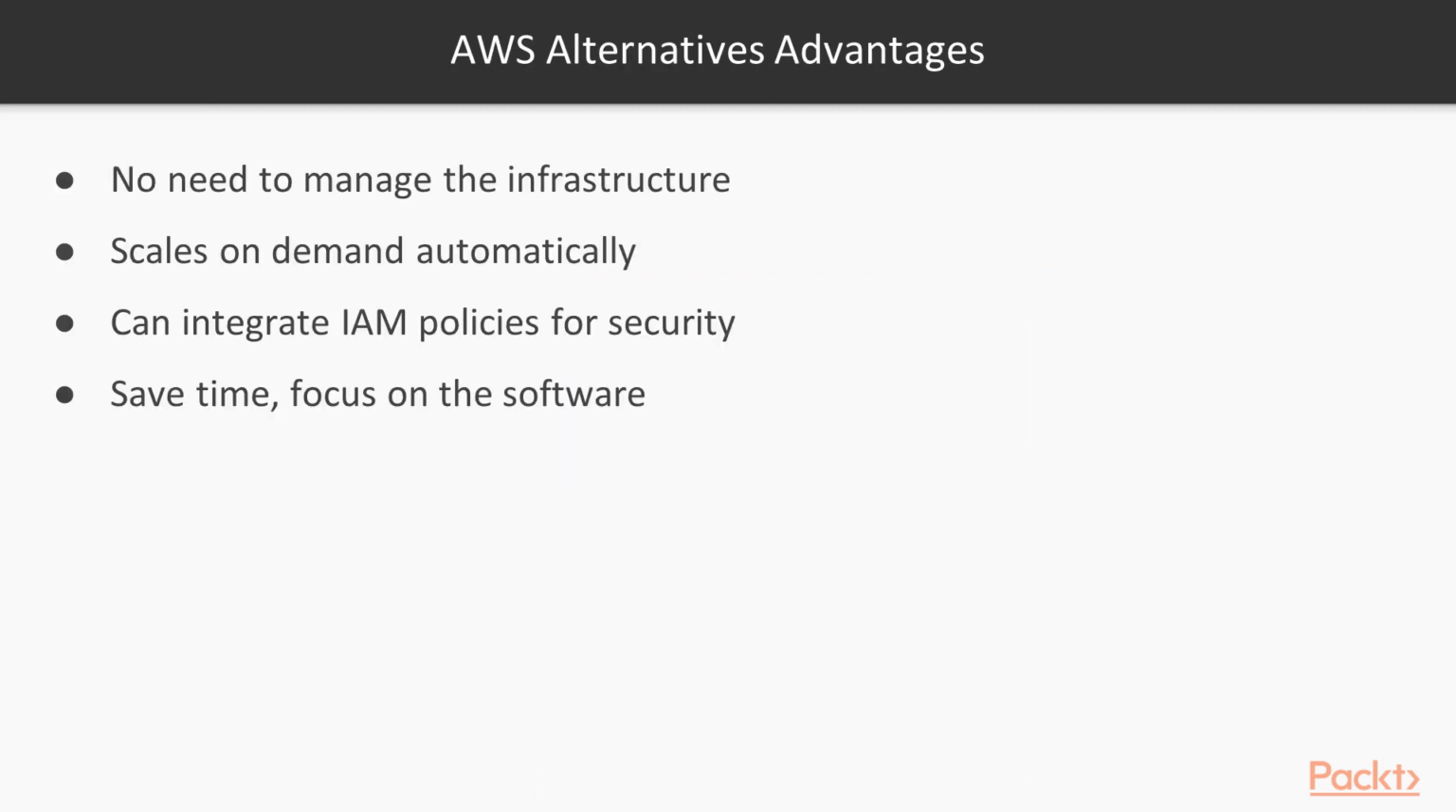So what are the advantages? Obviously, we've seen this in all of our sections. You don't need to manage the underlying infrastructure. You don't need to manage the servers. Everything is managed for you by AWS. It scales on demand. If you look at the API Gateway service, if the demand increases and the number of users accessing your logic tier grows, then this infrastructure is scaled automatically based on the demand. Next, you can also integrate IAM policies. We've also seen this. Identity and access management policies can be used for security purposes. And all of this allows you to save on time, so you can just focus on the software development.